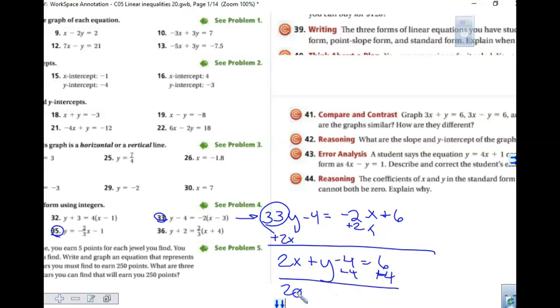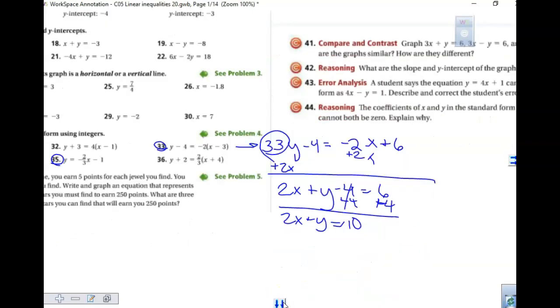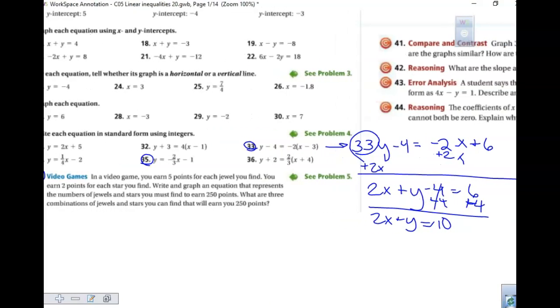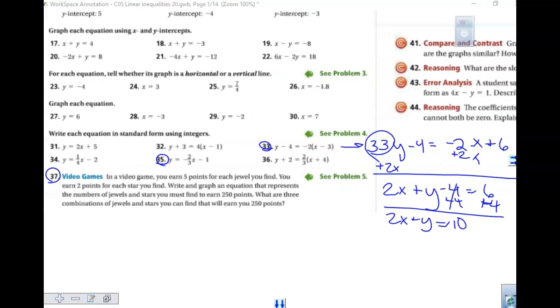And I have 2x plus y equals 10. And that is considered to be in standard form because I always want my x first, then my y equaling the number. Now, when I take a look at number 35, I got some fractions, and I think the ones you're going to see on the test are going to be more like 34 and 35, okay, on the quiz on Wednesday, Thursday.